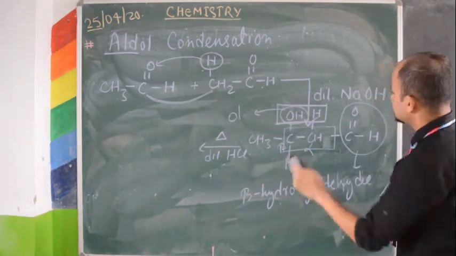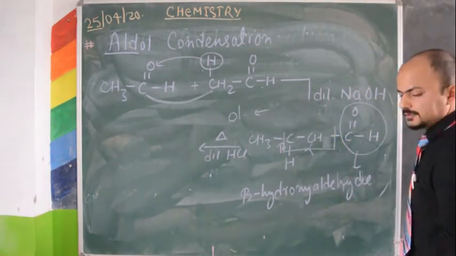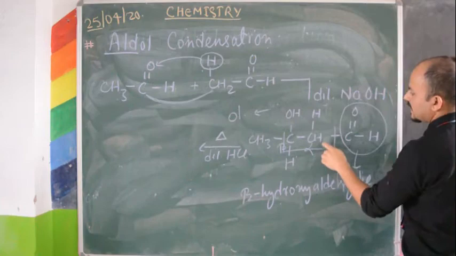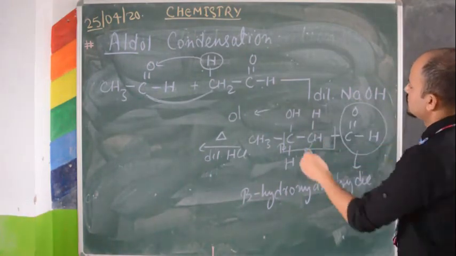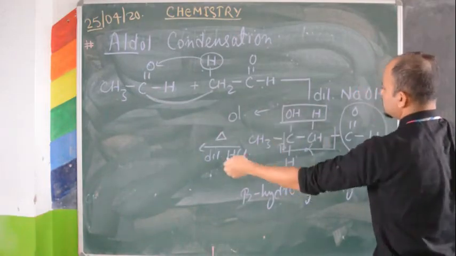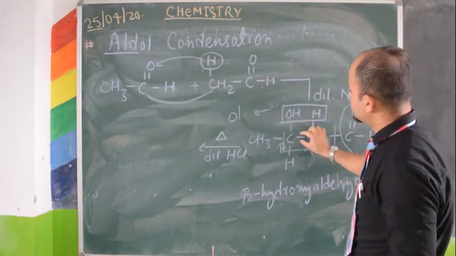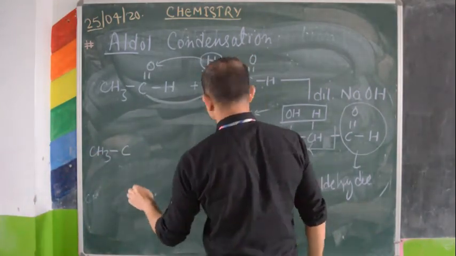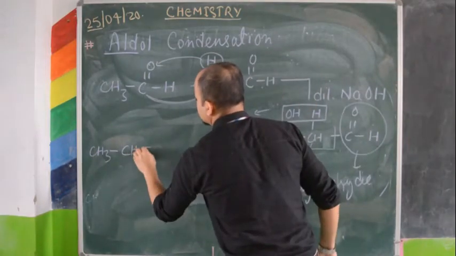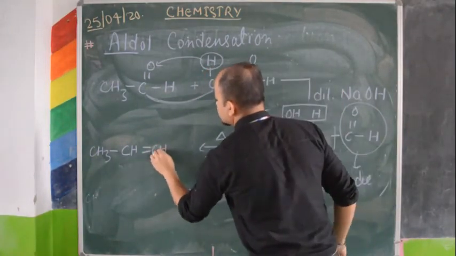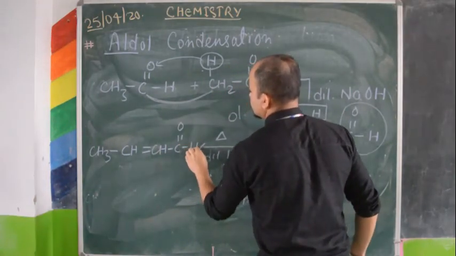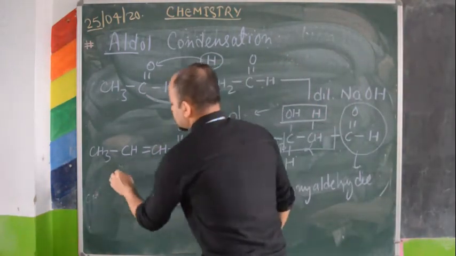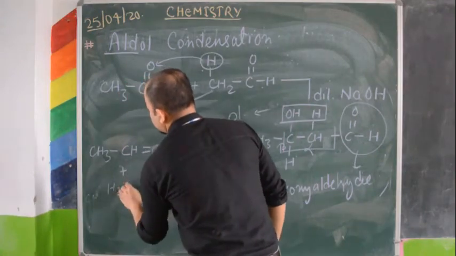So let me write it once again here. Here we have OH, and here it was CH2. I have written CH. So this water molecule will be removed upon heating, and as a result, double bond formation takes place here. So we have the compound CH3, CH, double bond, CH, CHO. We have this product after elimination, once the water molecule has been removed.